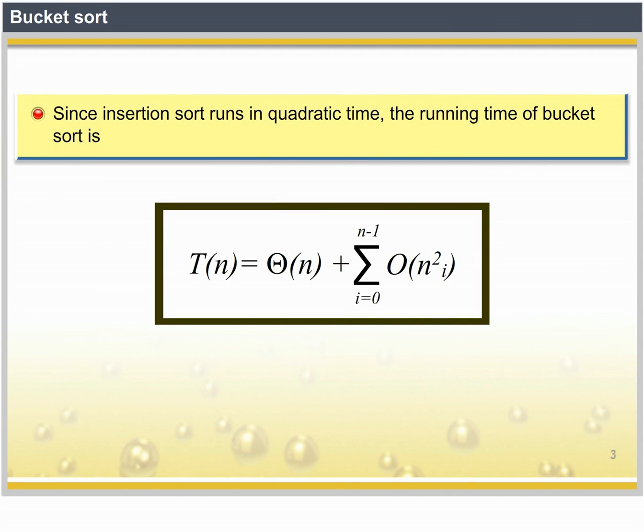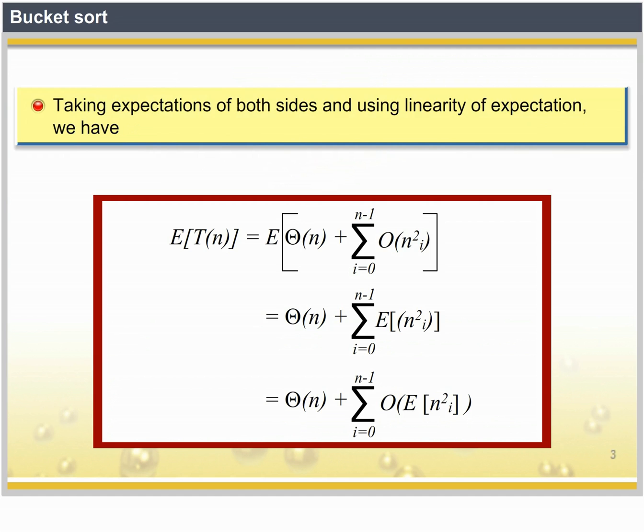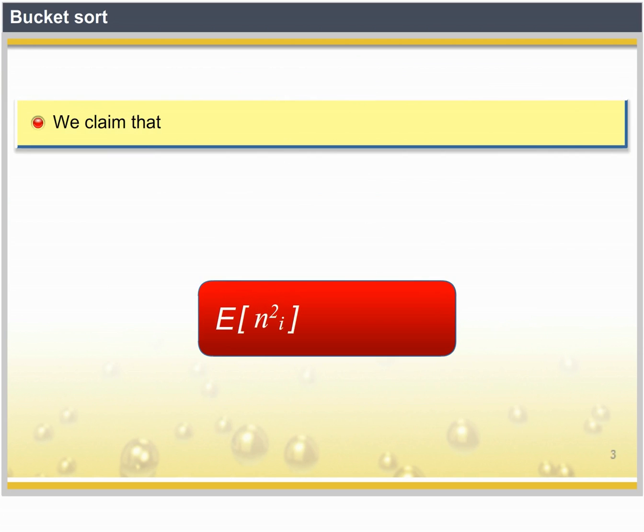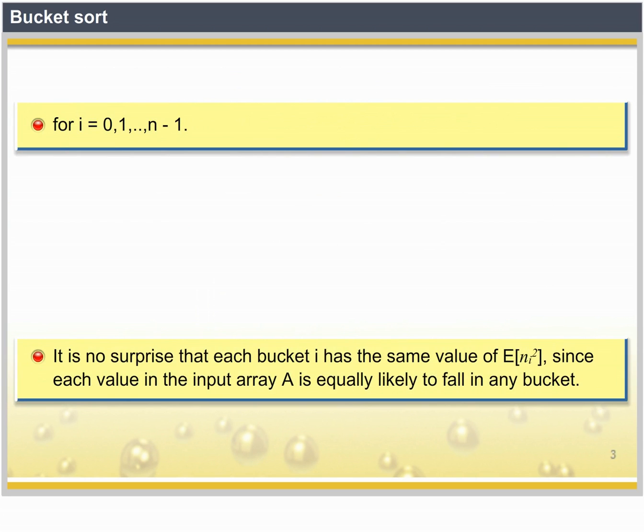Analyze the average case running time of bucket sort by computing the expected value of the running time, where we take the expectation over the input distribution. Taking expectations of both sides and using linearity of expectation, we have the following result. We claim that E[ni²] = 2 - 1/n for i = 0 up to n-1. It is no surprise that each bucket i has the same value of E[ni²], since each value in the input array A is equally likely to fall in any bucket.